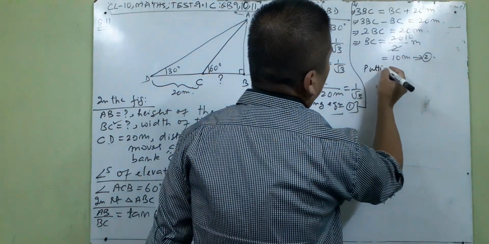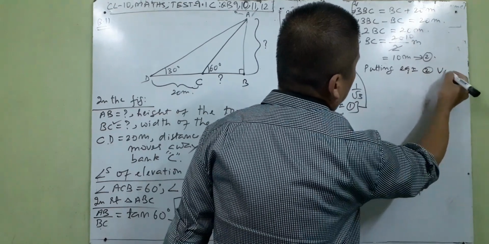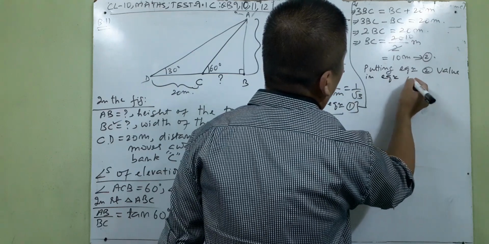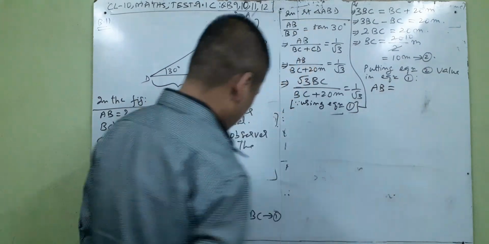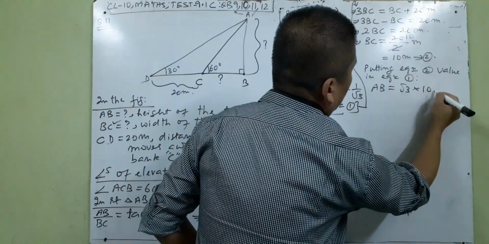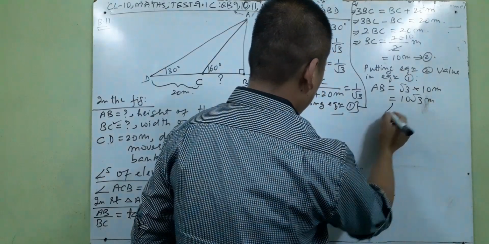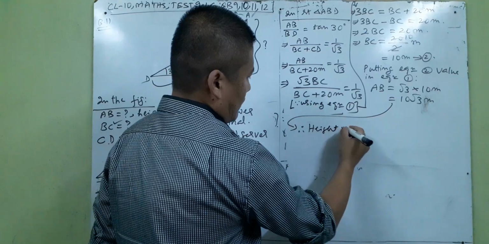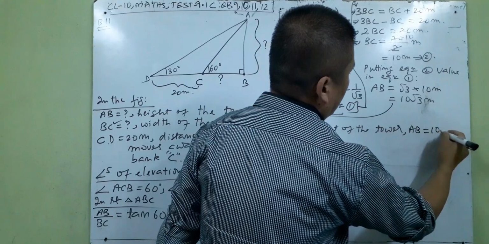Now, putting, or you can also say substituting, up to you, equation 2 value that we got just now, which is BC equal to 10 in equation number 1, you will simply get AB directly will be equal to root 3 BC. So root 3 into BC here, 10 meter. So that is 10 into root 3 is 10 root 3 meter. Therefore, you can just write the final answer. The height of the tower, which is AB, is 10 root 3 meter.